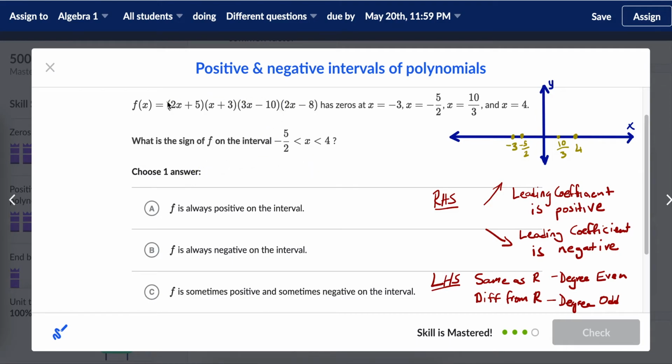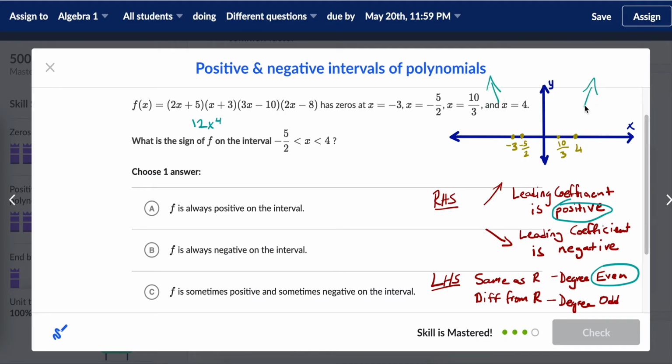We look at our leading coefficients here for our factors. We see that it's all positive. Okay, so we have 2 times 3 times 2, that's 12. And we've got 4 x's, so it's 12x to the 4. So we've got a positive leading coefficient and an even degree, okay? So that means on this side it's going to go up, and on this side it's going to go up.